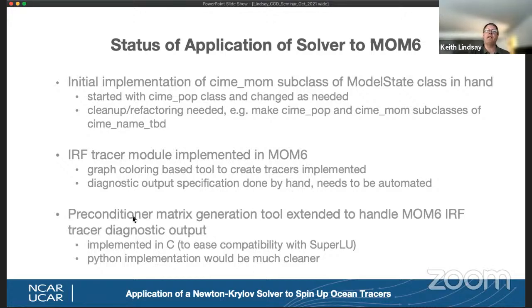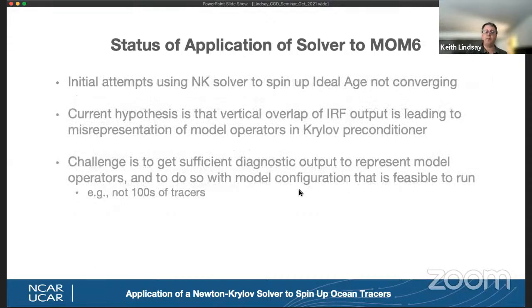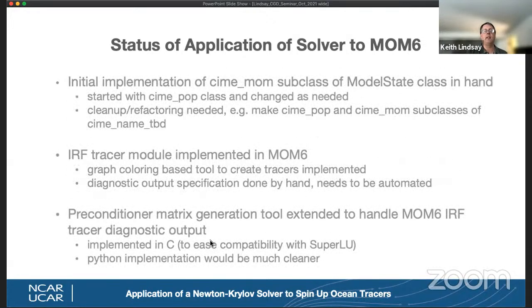The preconditioner matrix generation tool has been extended to handle this output. That's the good news. The bad news is there's a lot of overlap, and this is implemented in the C programming language, and a Python implementation of this would be much cleaner. It's some pretty hairy code that you wouldn't want to show to other people, to your friends.